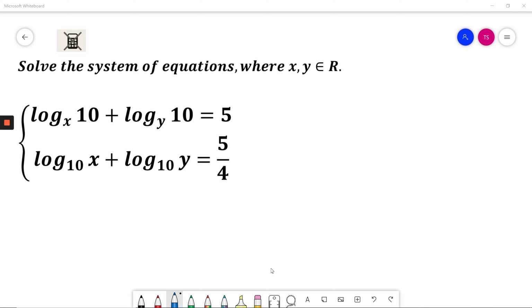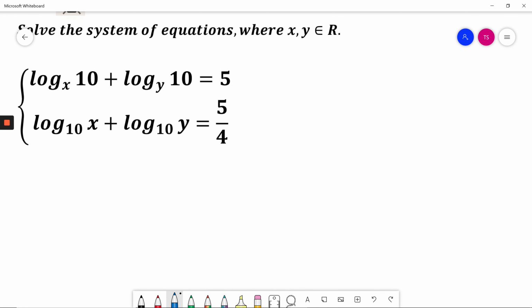Solve the system of equations when x and y belong to R. At this moment, I encourage you to pause the video and solve it by yourself. Okay, I will solve it now.